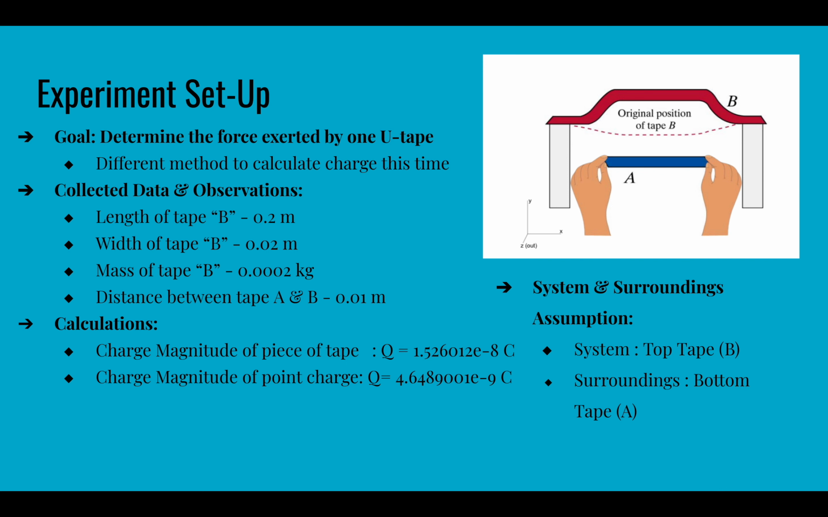Just to remind you about the experimental setup, over here on the right we have the diagram of how the experiment was done. The goal here is to determine the force exerted by one U-tape on another, but as a reminder, we're using a different method to calculate the charge. Right here, you can see our collected data and observations, which were used as our initial conditions, and some other calculations that we'll look more into in the GlowScript model to understand how we got there. For our system and surroundings assumptions, our system is our top tape B, and our surroundings is our bottom tape A.